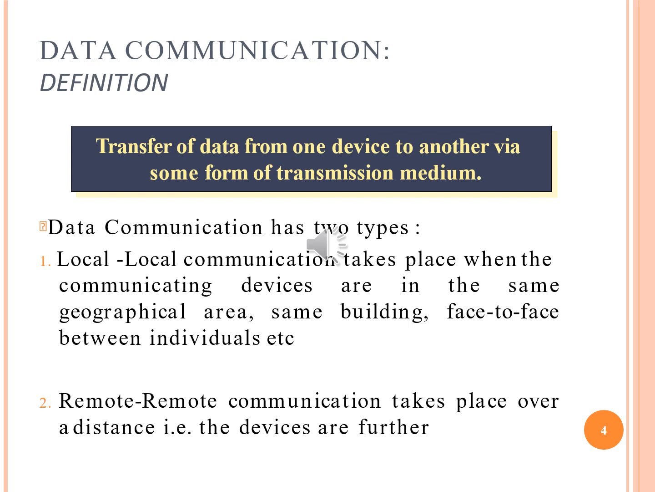Fine. Now let us differentiate what data communication is. We have two terms, one is data, another one is communication. Communication is where we establish the connection in between. So it is the transfer of data from one device to another device via some transmission medium, as I have already told you, something in between which allows the data to travel, right?